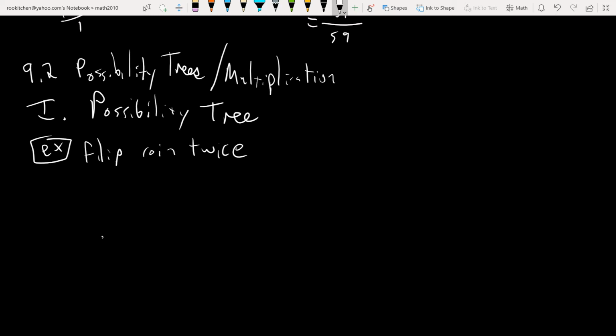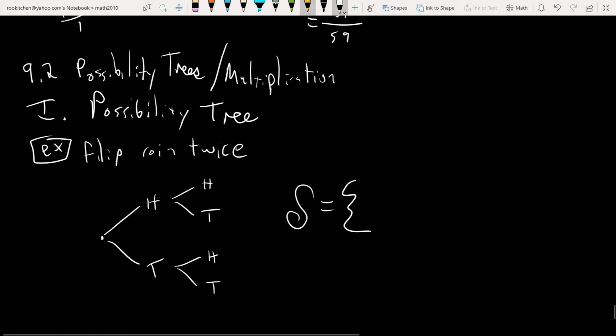Okay, so from the first flip, there's two possibilities, either heads or tails. And then when you flip again, two further possibilities: heads or tails after that, heads or tails after this. Okay, so the sample space. Well, you could follow the tree branches. There's one, HH. Another one, HT. And another one, TH.